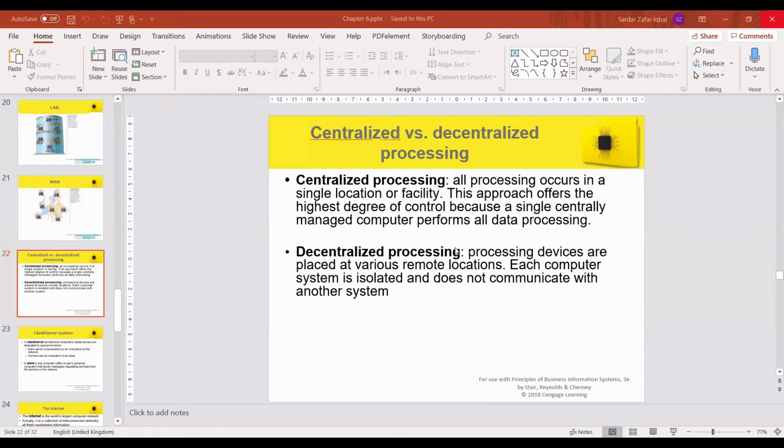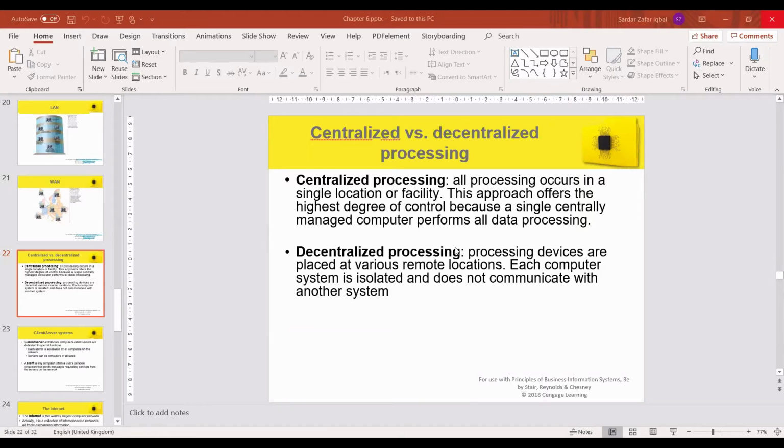The opposite of this is decentralized processing. The processing devices are placed at various remote locations. Each computer system is isolated and does not communicate with another system. So it means different devices, different computers, your different processing areas are located in different places. And no, they cannot communicate with each other. There is isolation between them.